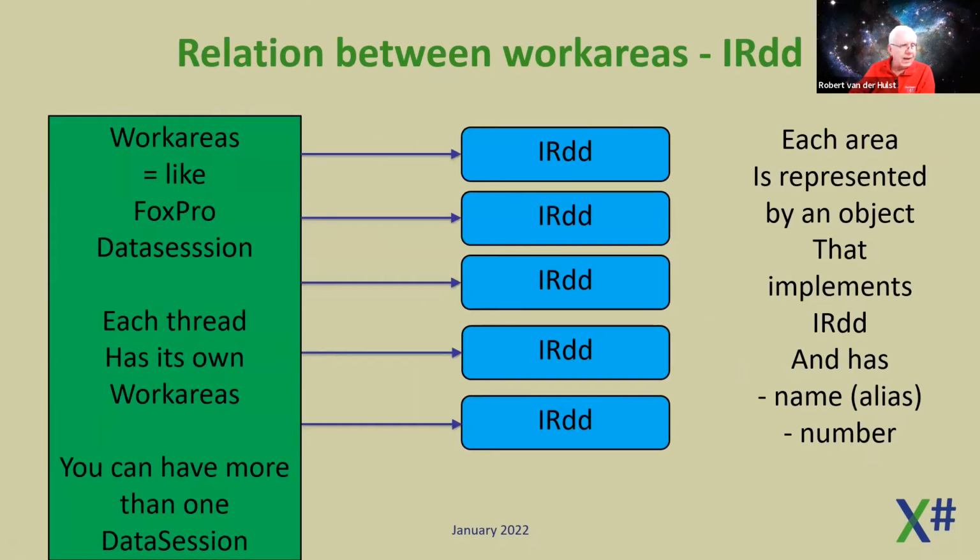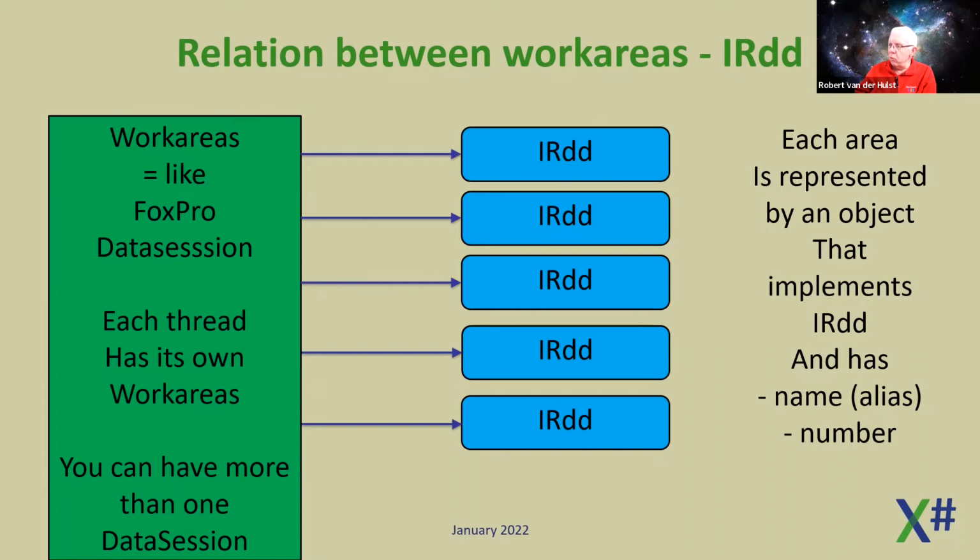Okay, so like I described, but now in an image, this green rectangle represents the collection of work areas or FoxPro data sessions. And what's important to realize is that X# is multi-threaded, and we give each thread its own work areas. So when you open a DBF or whatever, a table in a new thread, it will create a new work areas collection for that thread and add the tables in there. That means that tables in different threads can have the same alias and the same area number. These area numbers and aliases are saved per thread.